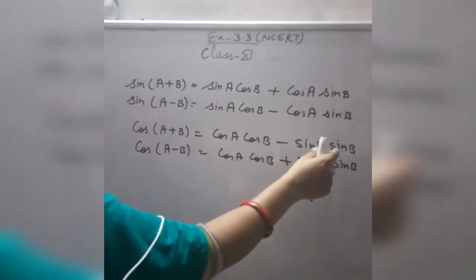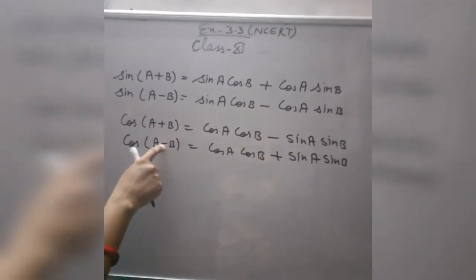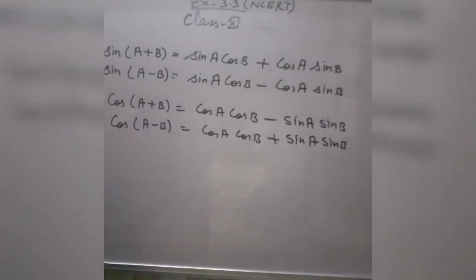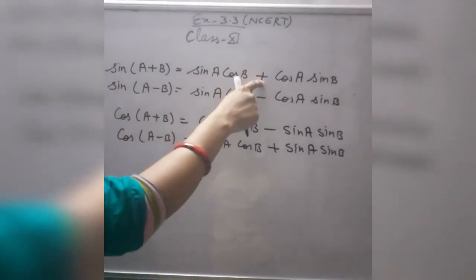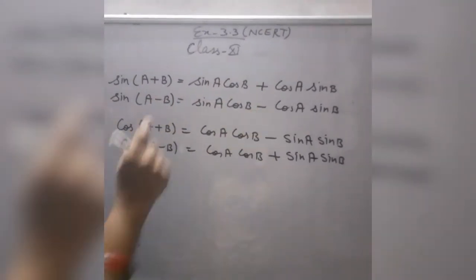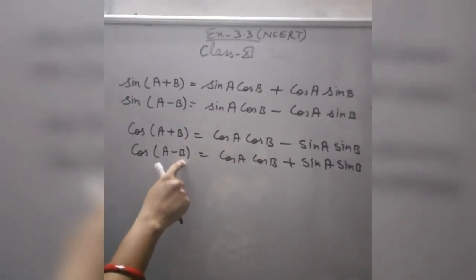cos terms are together and sine terms are together. In case of plus sign you will take minus here, and in case of minus you will take a plus sign. But in case of sine it is the same. In case of plus we are taking plus, in case of minus we are taking minus. But these signs are reversed in case of cos(A+B) and cos(A-B).